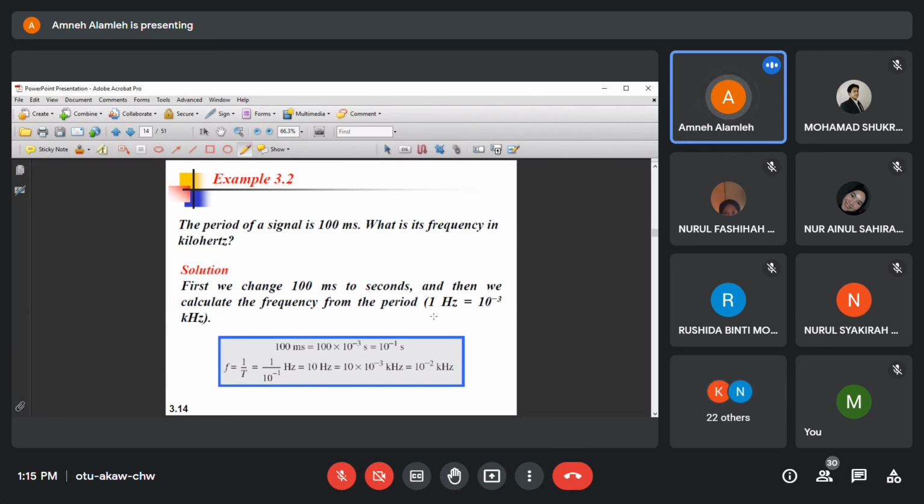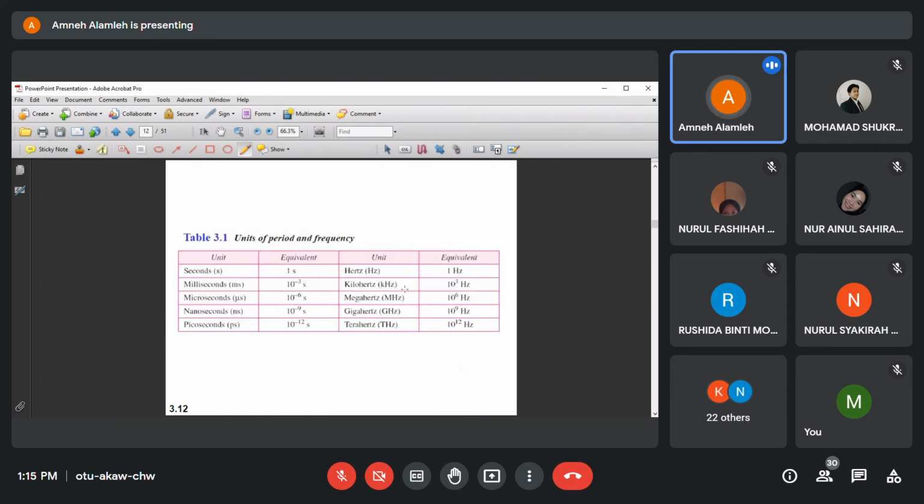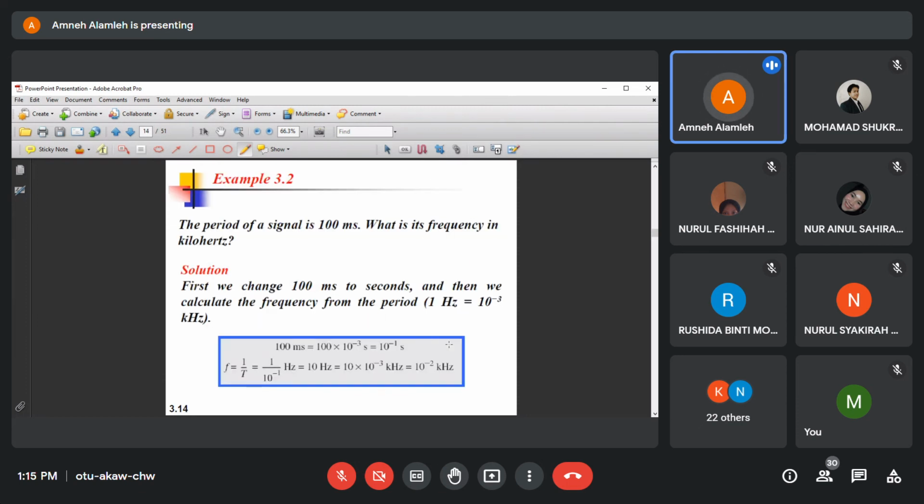So it's the opposite. As we see in the table, we said kilohertz equals 10 to the power 3 hertz. But now we want to make the opposite. From hertz, we want to convert to kilohertz. So the 10 to the power 3 becomes 10 to the power minus 3. And that's what's happening in this example. 1 hertz equals 10 to the power minus 3 kilohertz.